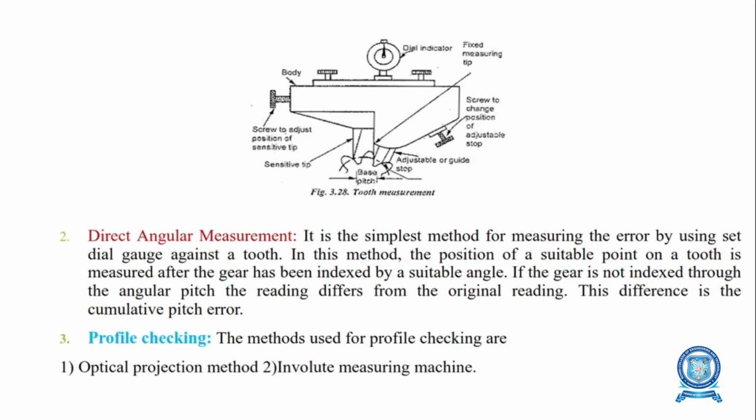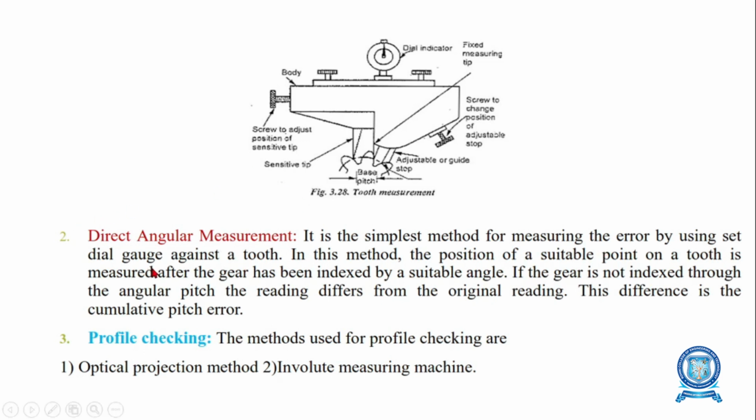The position of the tip can be adjusted by a screw. The movement of the sensitive tip is transmitted to the dial indicator through a leverage system. The adjustable stop is required for the stability of the instrument, and its position can also be adjusted by a screw. This is the small working of the tooth-to-tooth or point-to-point measurement. The next one is direct angular measurement.